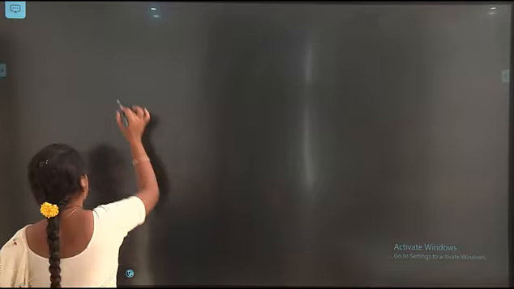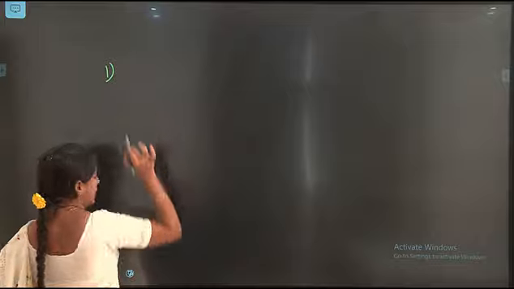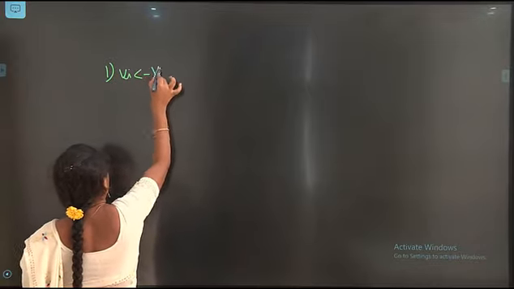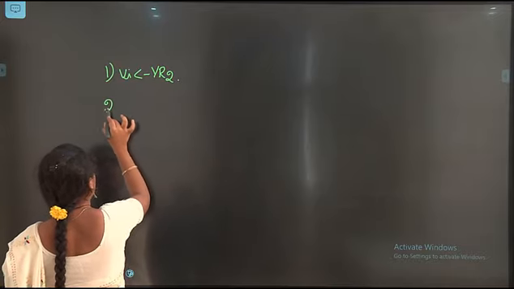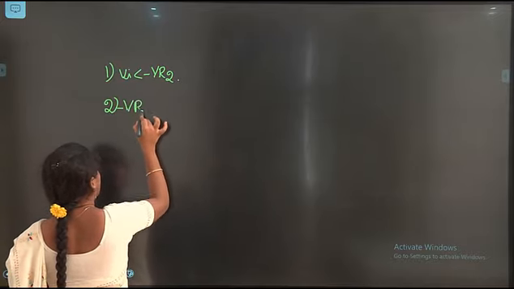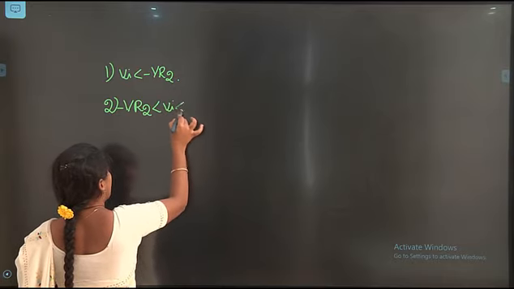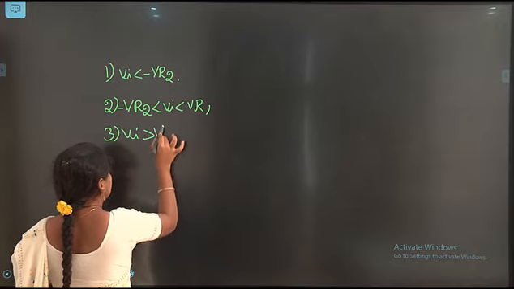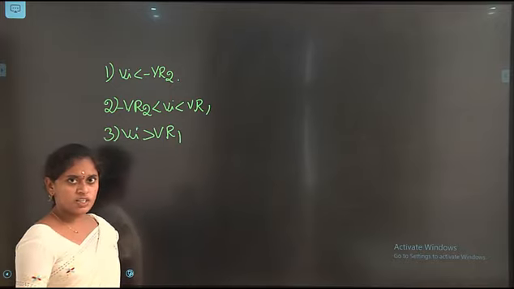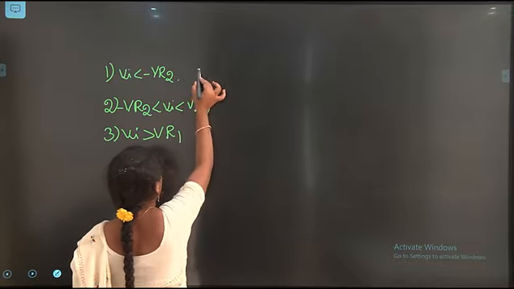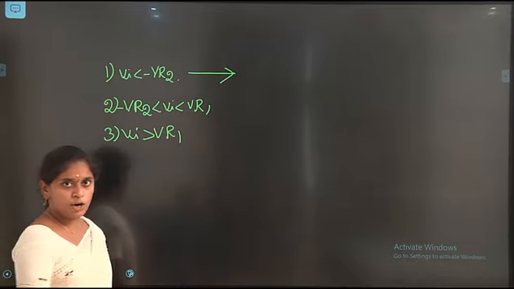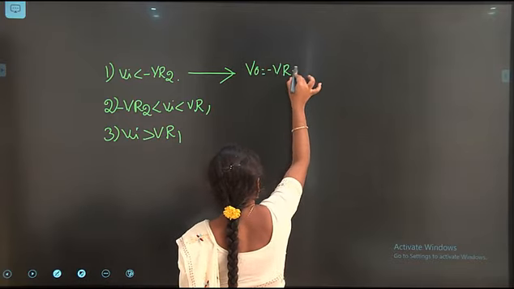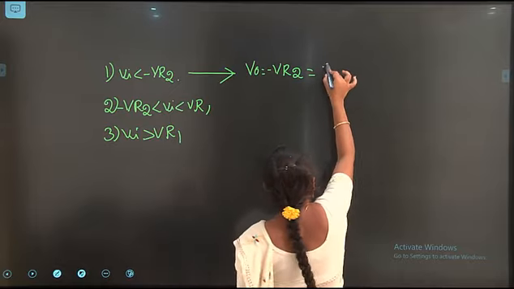We have to check. At first we assume 3 conditions, that is Vi less than minus VR2, the second condition will be minus VR2 less than Vi less than VR1, and the third condition will be Vi greater than VR1. What are the conditions we have to observe? So the input signal Vi less than minus VR2. Obviously the output will be V0 is equal to minus VR2.